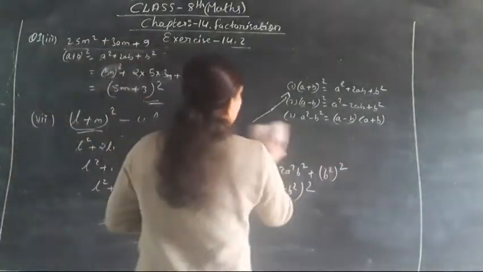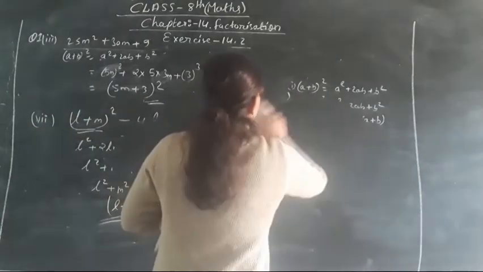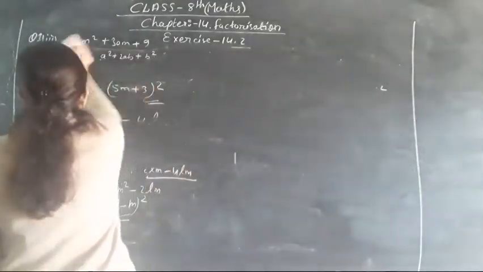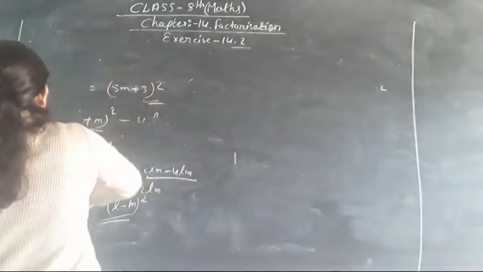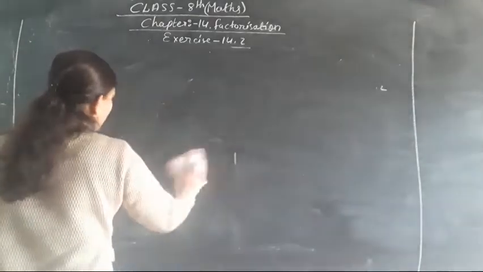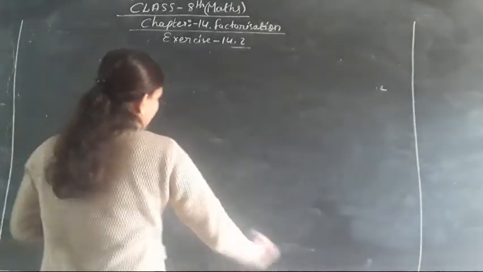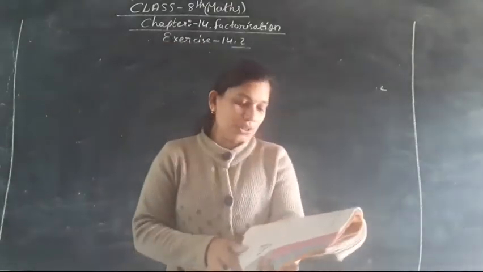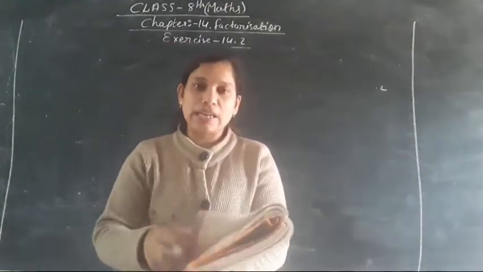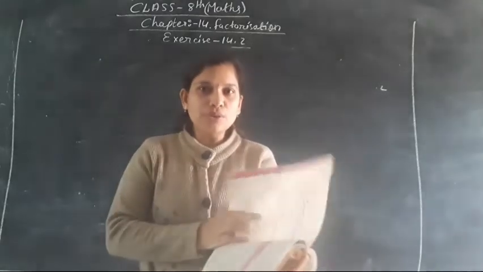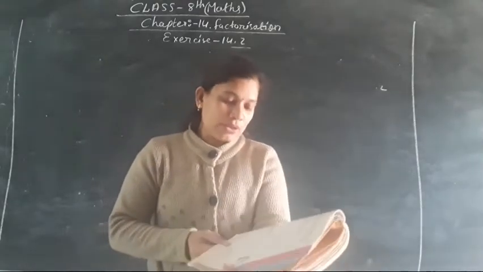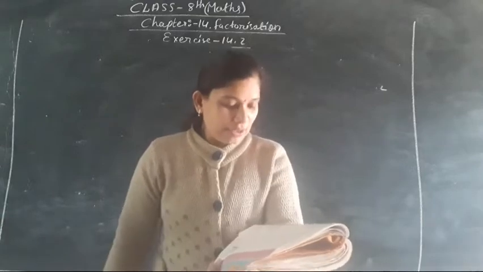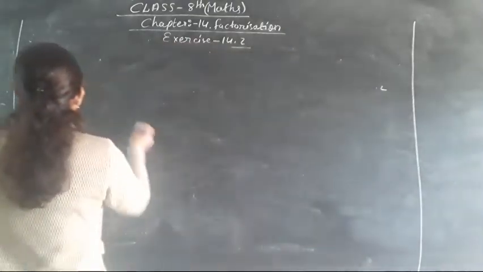Now moving toward the next question. Okay. Moving toward the next question, we are having question number 2. In the question number 2, it is again said that factorize. What you have to do is you have to factorize the number. So what number you have to factorize?